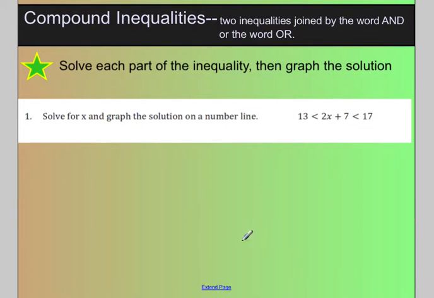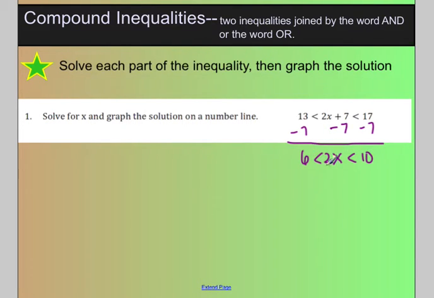So we're going to be solving some inequalities. We want to solve for x and graph the solution on a number line. Looking at this one, we can solve it as one big equation. The only thing is it's got 3 parts: the first part, the middle part, and the end part. So we're going to subtract 7 to solve this. And what we have to do is do it to each part of the inequality. So I have 13 minus 7, which is 6. This will give me 6 is less than 2x is less than 10.